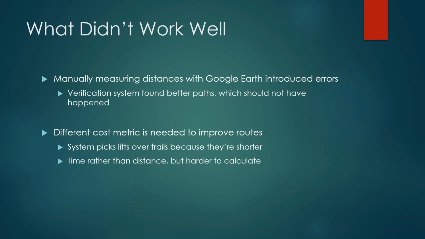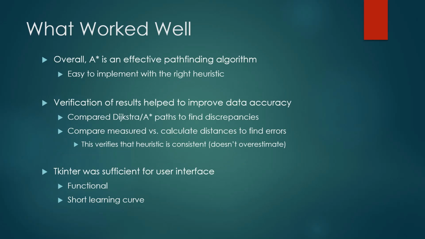Things that didn't work well. Manually measuring the distance with Google Earth wasn't as accurate as it should have been. The verification system found that Dijkstra's algorithm was producing better results than A*. That shouldn't have happened. Also, a different cost metric would be better to improve the routes. This system, since it picks distances, sort of leans more toward lifts versus trails because they're shorter. So being able to factor in the time it would take rather than the distance would give you a better skiing experience.